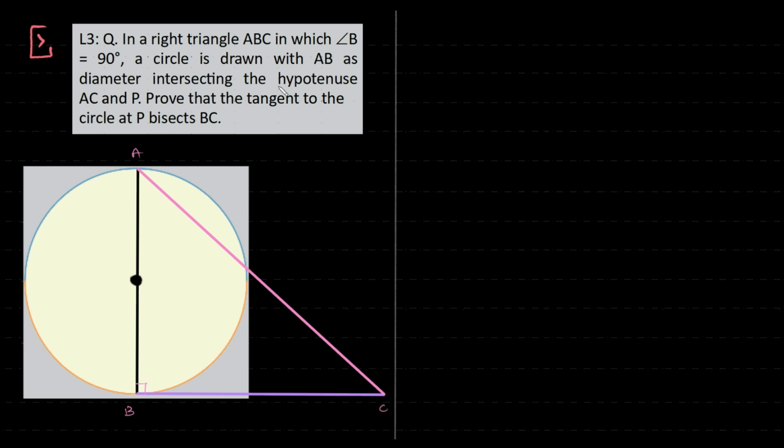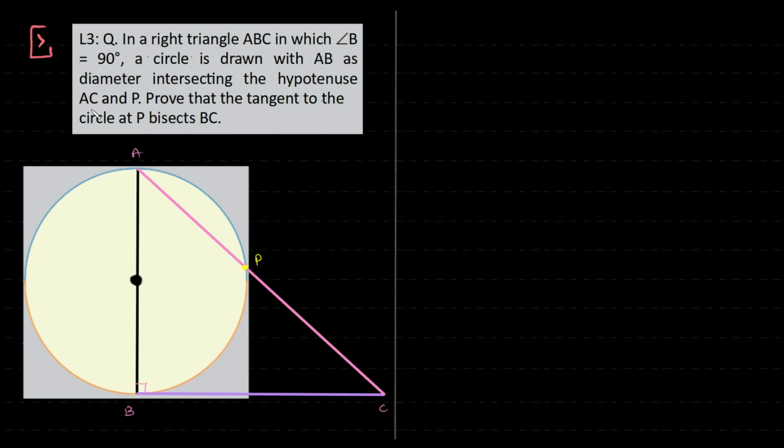A circle is drawn with AB as the diameter, intersecting the hypotenuse. What is intersecting? The circle is intersecting the hypotenuse at P. It's very important for us to mark this. That is our point P. Prove that the tangent at P bisects BC.